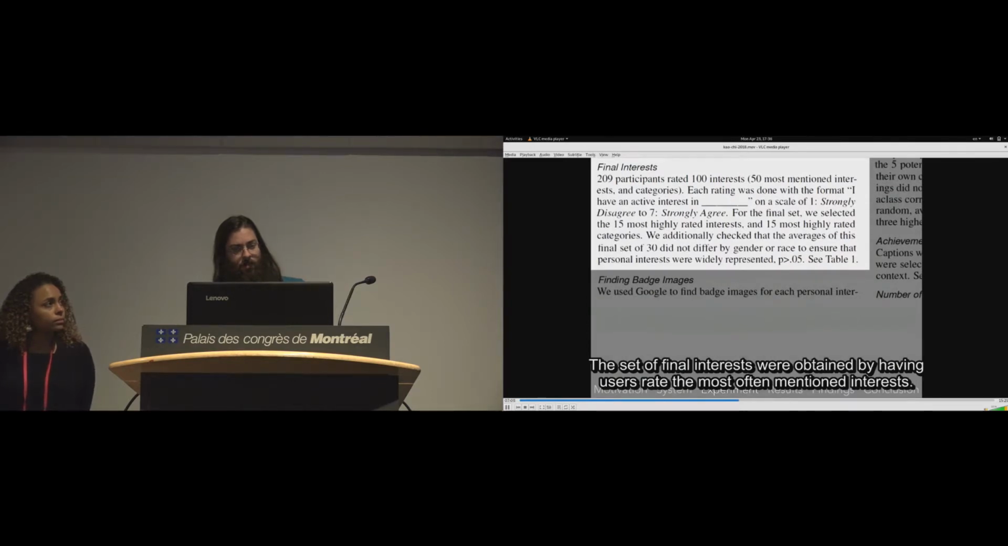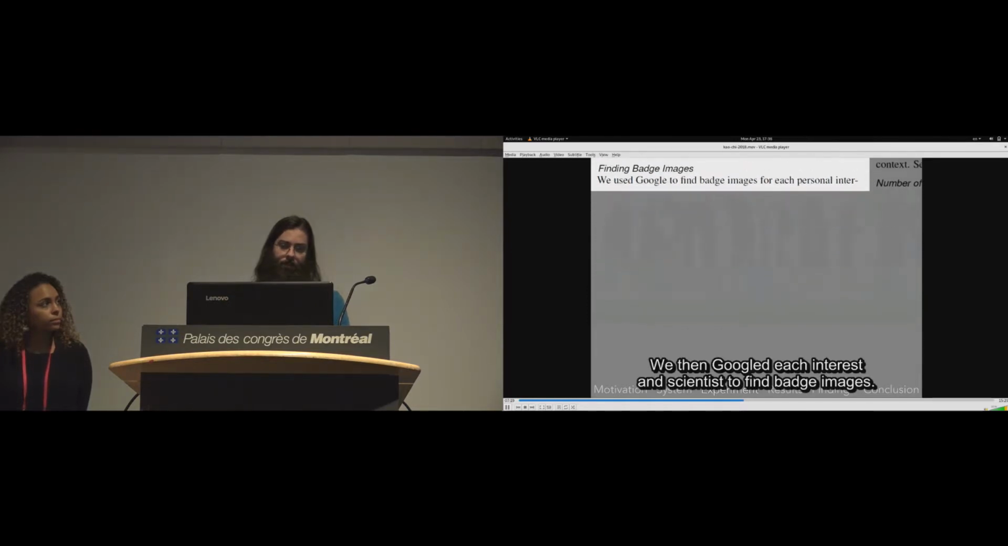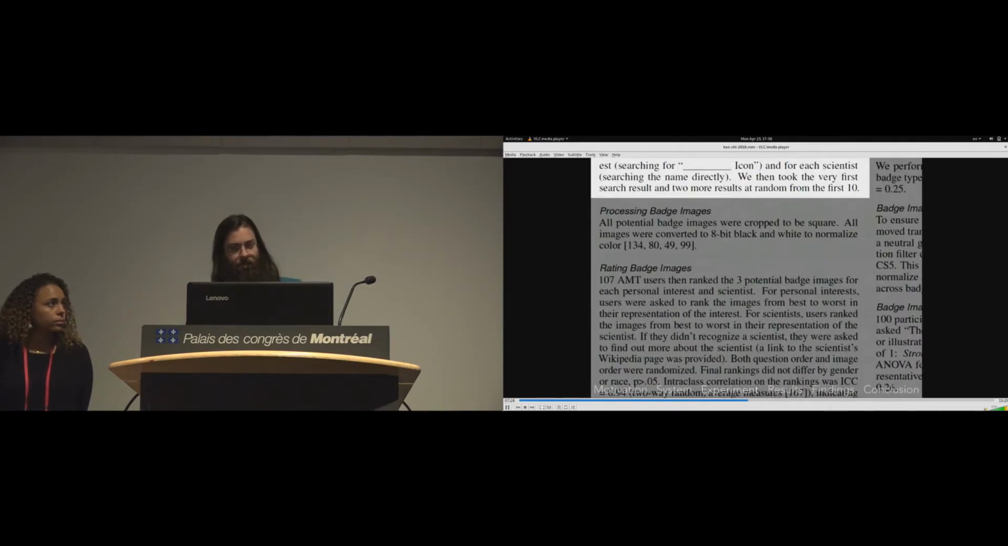The set of final interests were obtained by having users rate the most often mentioned interests. We took the highest rated interests and categories of interest as our final set. We then Googled each interest and scientist to find badge images. We took the first image result and 2 more image results at random from the first 10.